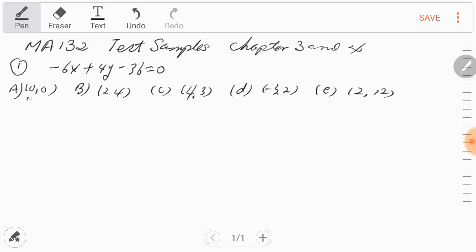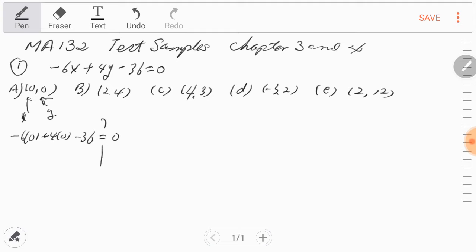So let's try. This is an ordered pair, so the first component is the x value, the second component is the y value. So what we do is substitute the first component for x and the second component for y in the equation. So for the first ordered pair, let's plug in 0 and 0. So x equals 0, y equals 0. So negative 6 times 0 plus 4 times 0 minus 36. Is it equal to 0?